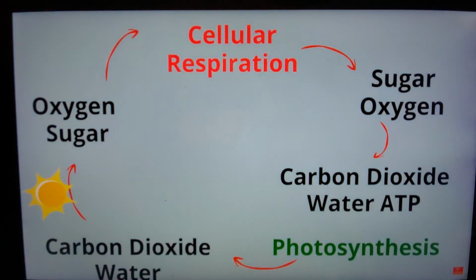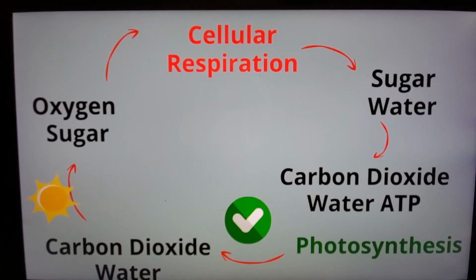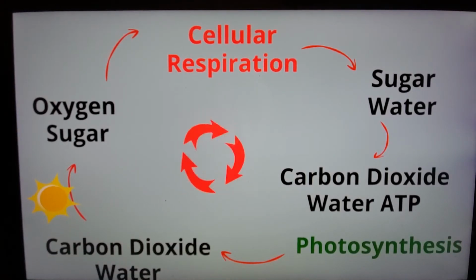So in summary, photosynthesis takes carbon dioxide and water plus sunlight to create oxygen and sugar, which is exactly what cellular respiration needs. Cellular respiration takes the sugar and oxygen to create carbon dioxide and water plus ATP, which helps with photosynthesis. And this cycle repeats over and over again.